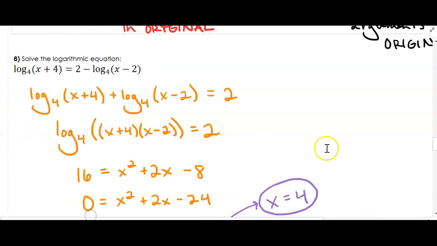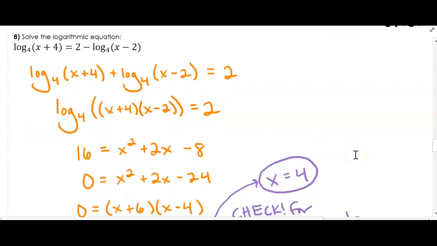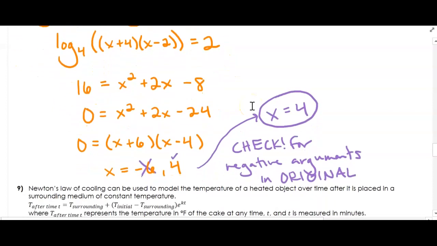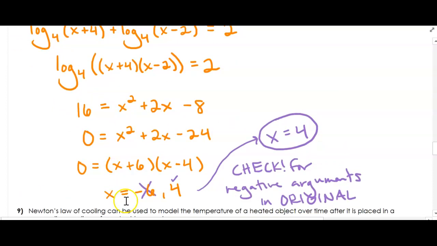And I'm going to go ahead and show you my work for number 8 as well. Same sort of thing. I have 2 logs. I need to be able to condense them, so I moved the log on the right side of my equation to the left, condensed, rewrote, solved for x, checked for negative arguments, and ended up finding that only x equals 4 is a valid solution for me.